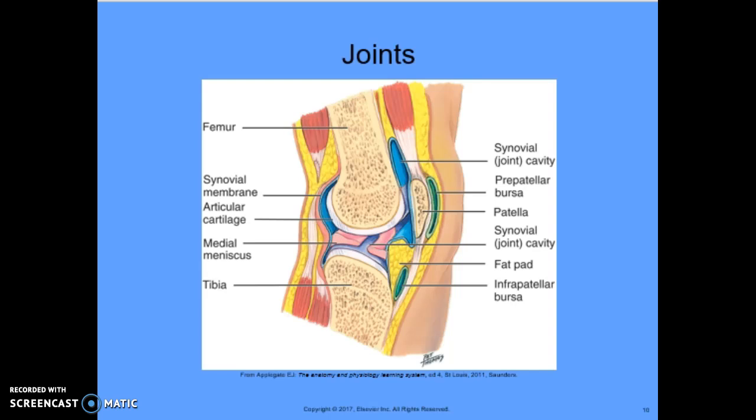And then there are synovial joints. The synovial joints are freely movable because the adjacent ends of the two bones are covered with cartilage and enclosed in a joint cavity that contains a viscous, slippery fluid called synovial fluid, which is an excellent lubricant.